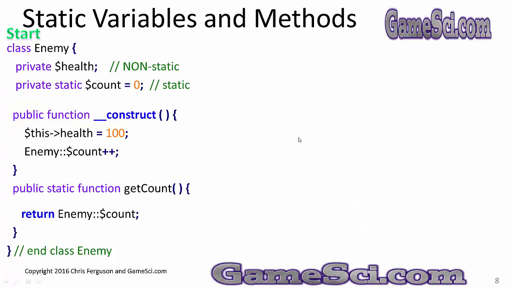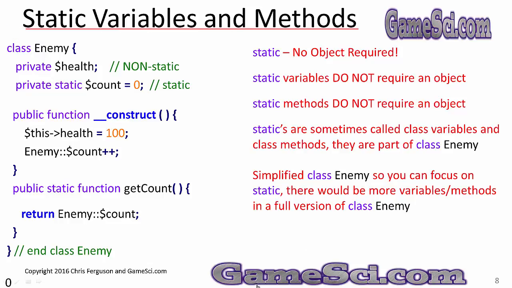Static variables and methods. Let's cover something called the keyword static. I think it's important for understanding objects, so now's a good time to do it. A simple way to think of static is no object required. You don't need an object to access a static variable. You don't need an object to access a static method or run a static method. Static variables do not require an object. Static methods do not require an object. That's a very simple way to look at it, but it's a start.